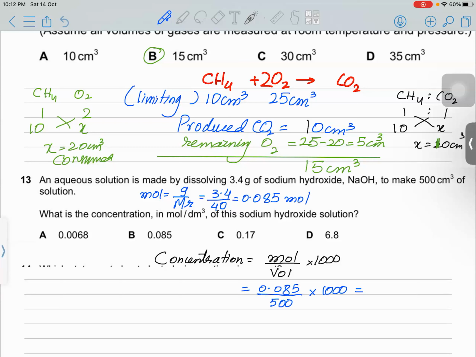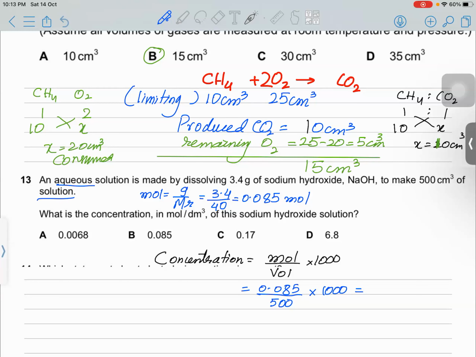Sir, here it's just like it's dissolved. The solution is made by dissolving the sodium hydroxide, but dissolved in what? Dissolved in water, because aqueous is written. Aqueous means water. So 500 cm cube is the volume of water.